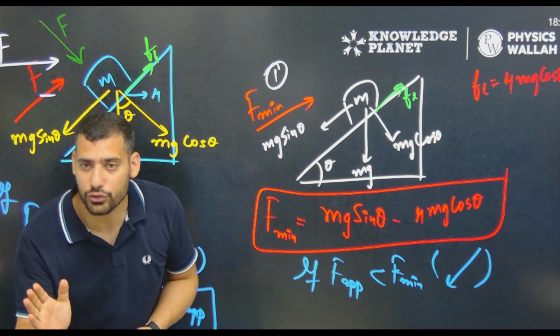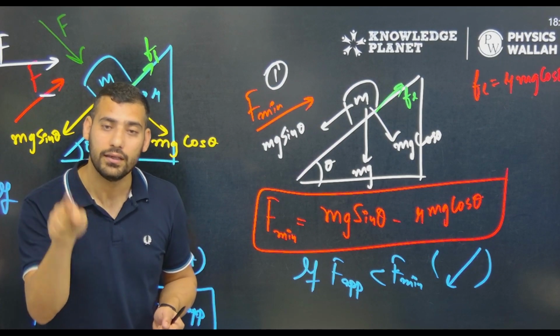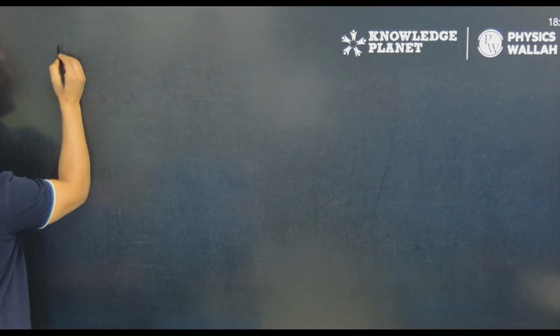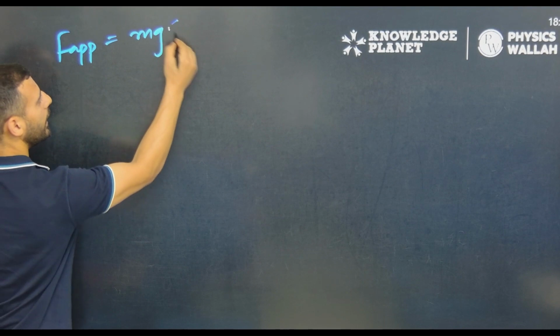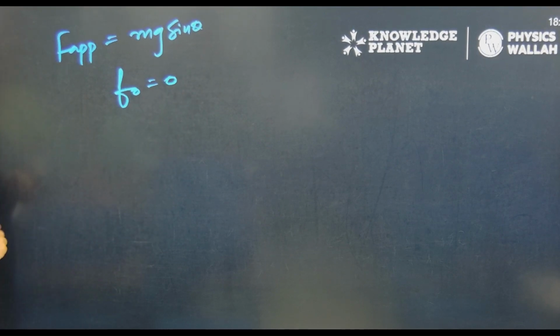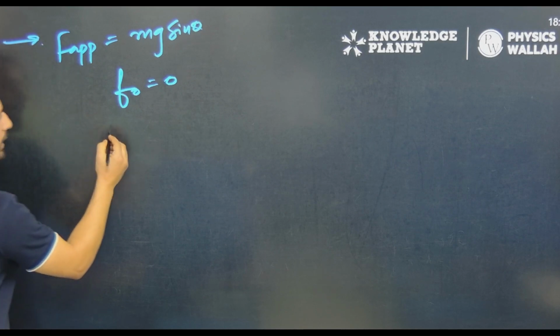Will the block have tendency to go up? No, it is still at rest. The operating friction will be 0. So next case will be if the applied force becomes equal to mg sin theta, the operating friction in the system will be 0. We don't need friction, the block is still at rest. Understand, very important thing. The block is still at rest.